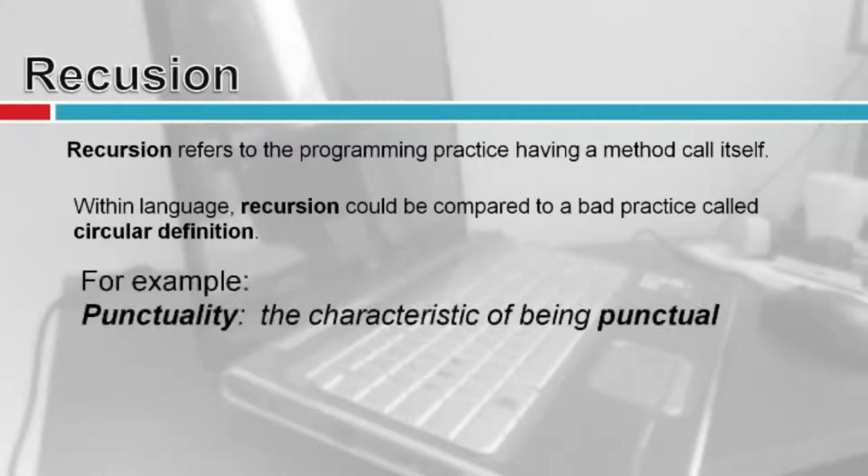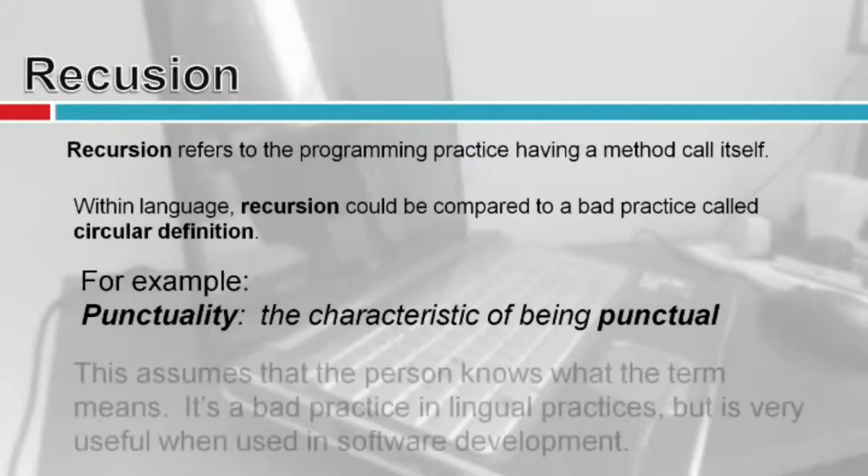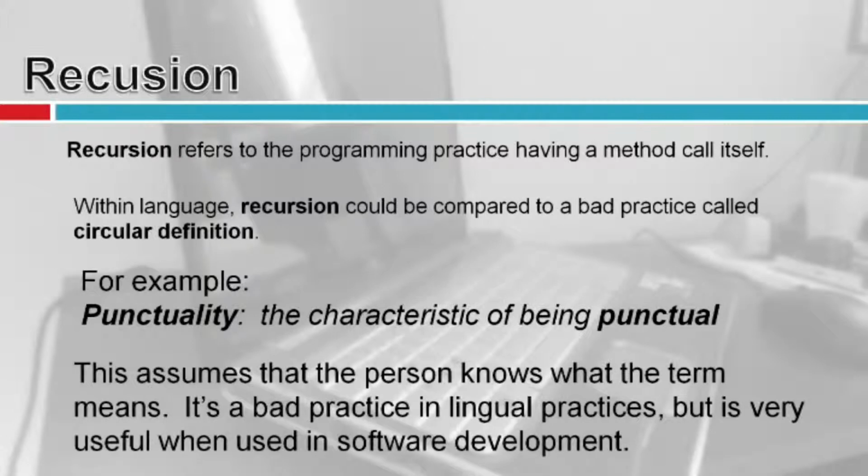So if you think about it, let's take an example of punctuality. I could say that punctuality really is the characteristic of being punctual. Now, in English or any other language, this is kind of discouraged because it assumes that the person knows what the term means. It's a bad practice to try and explain to somebody what something is by saying it is the characteristic of being itself. So this is a bad practice in English, but it's really good when it comes to mathematics or even programming, and we'll get into that.